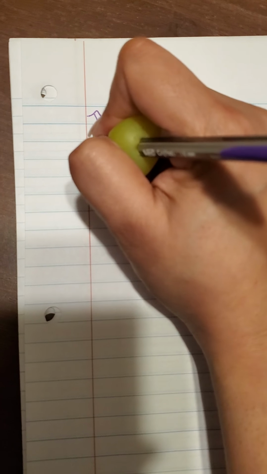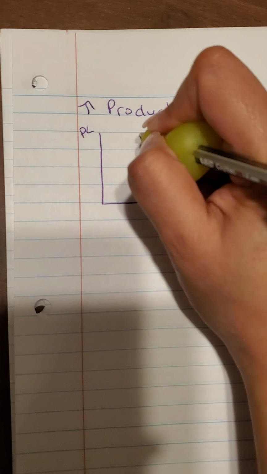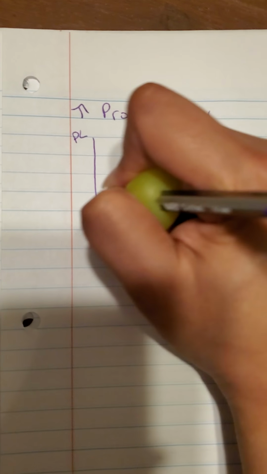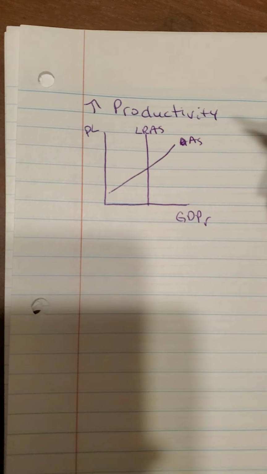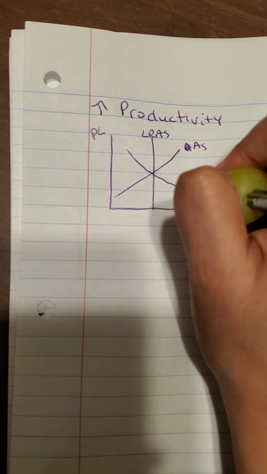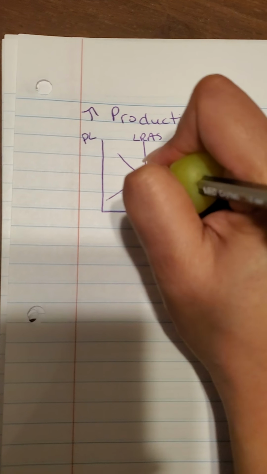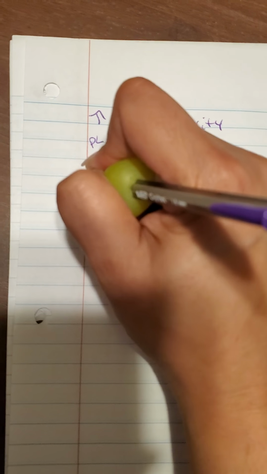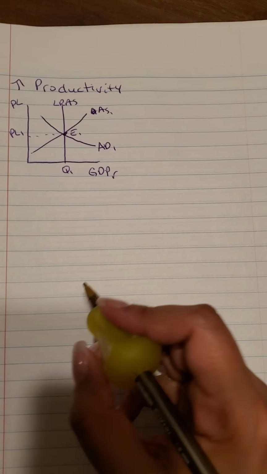So again, we have price level, real GDP, long run aggregate supply, short run aggregate supply. Whoops, sorry, too many A's. Aggregate demand 1, E1, Q1, price level 1. Okay. Now we draw our Phillips curve.